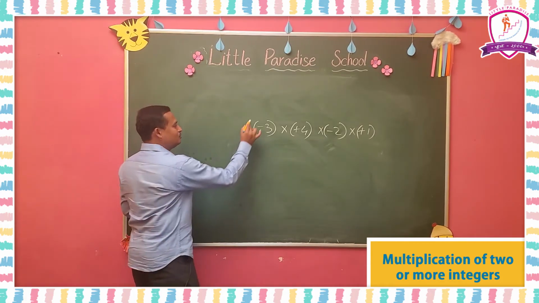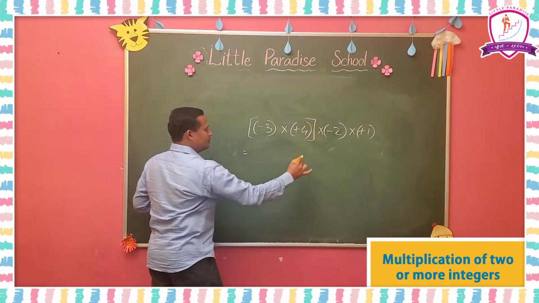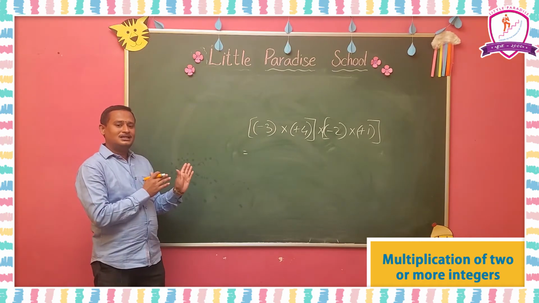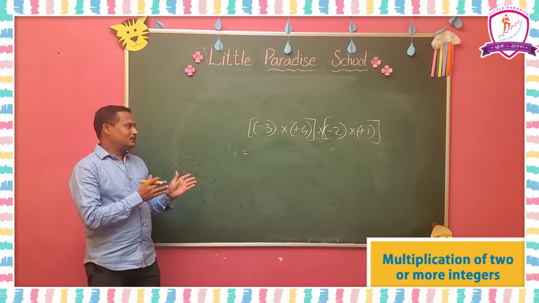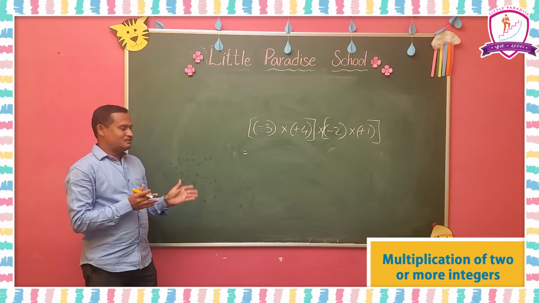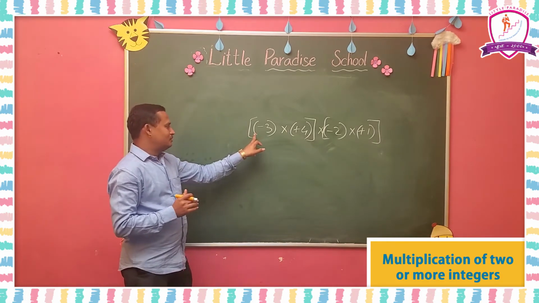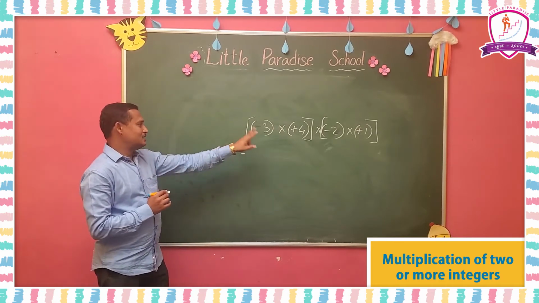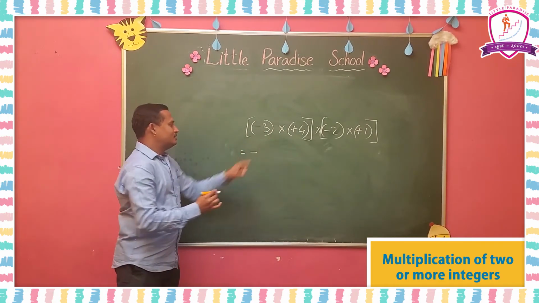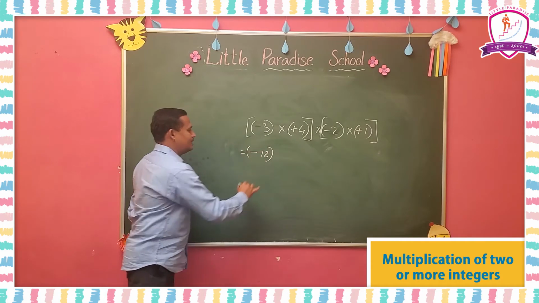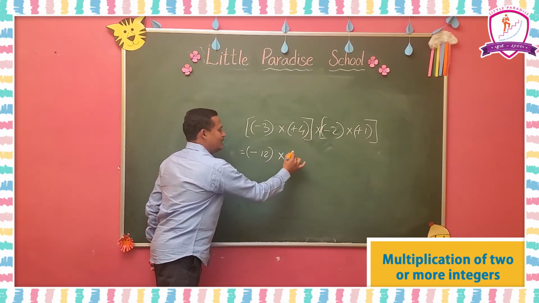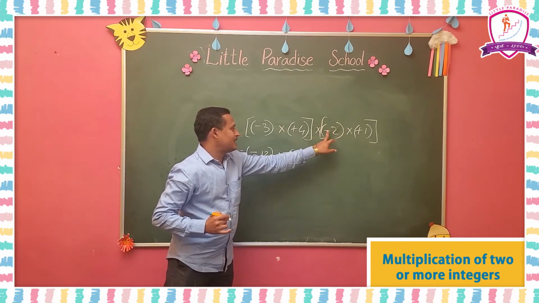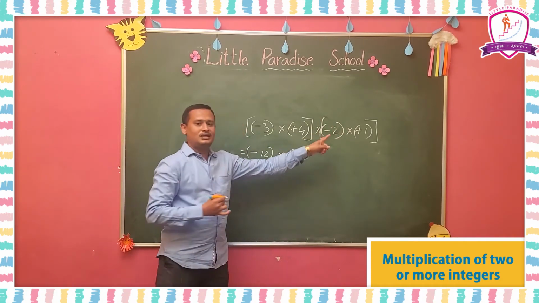First we have to group these integers. We have to convert these integers into groups, then we can multiply easily. We multiply in 2 steps. In the first group, minus 3 and plus 4, minus into plus, we multiply the symbols first. Minus into plus is minus, and 3 4s are 12. The first group is multiplied, and we multiply the second group of numbers: minus 2 and plus 1, minus into plus is minus, and 2 1s are 2.